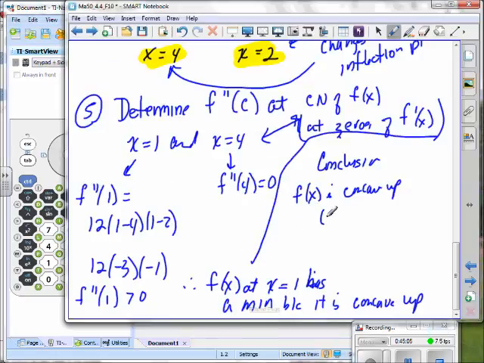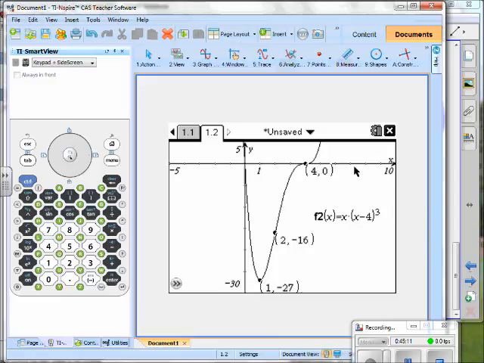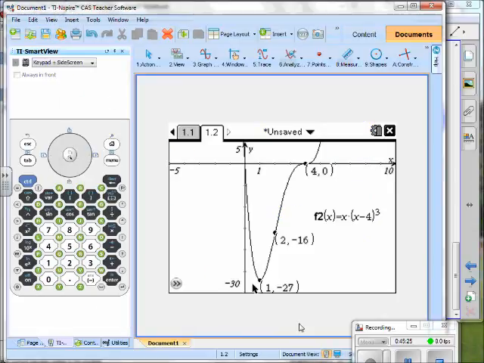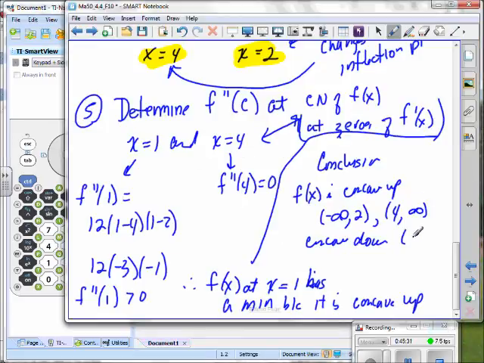But it's concave up from negative infinity to 2. Is it concave up anyplace else? From 4 to infinity, yeah. And concave down where? From 2 to 4. And what are 2 and 4? They're the zeros of our second derivative. Okay? There we go. That is one problem. The others should go a little bit faster for us, but we're developing the ideas here.